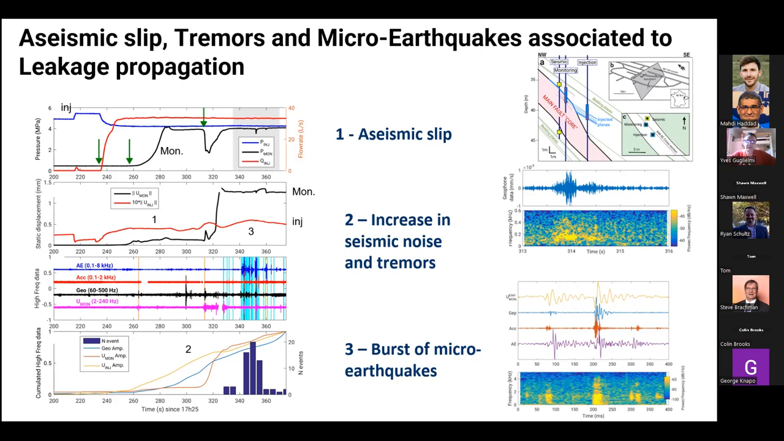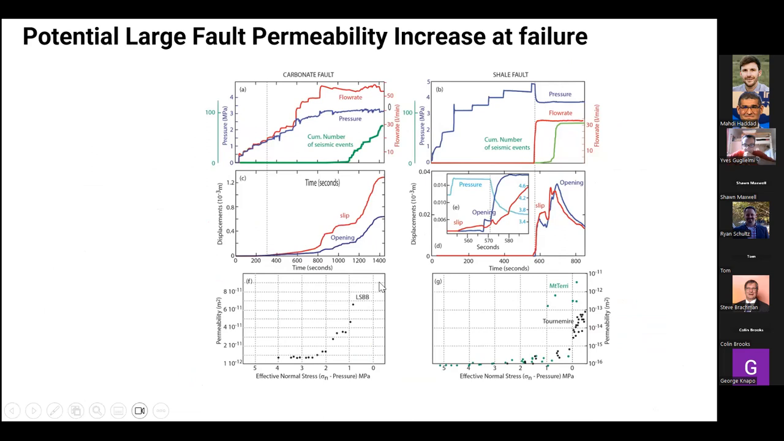I jump to another observation that we made in these faults. Here it's another paper that we published. I suggest that we first just look at the right column in the slide. It's actually the same experiment as the one I showed in the slide before. The upper graph shows that we increased the pressure in the fault step by step until leakage occurred. You see that big drop in pressure.